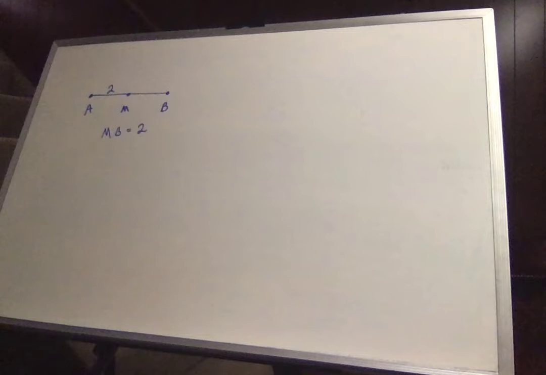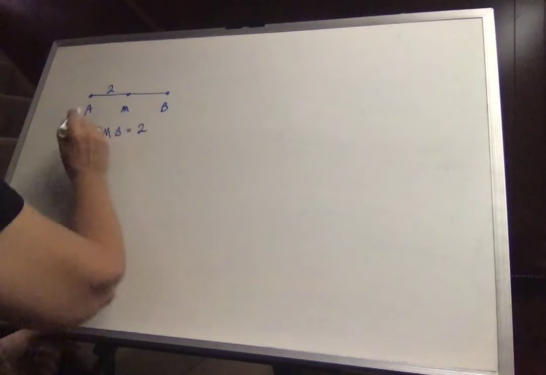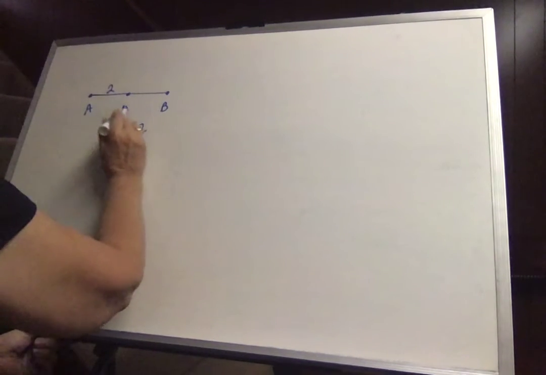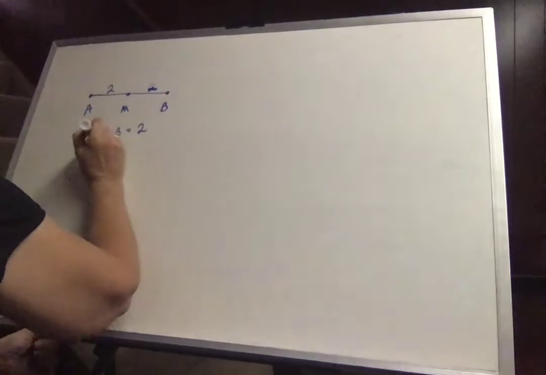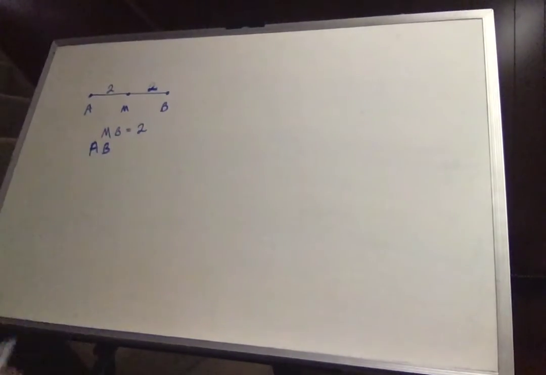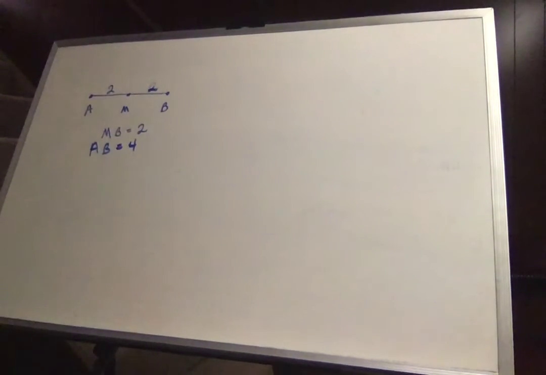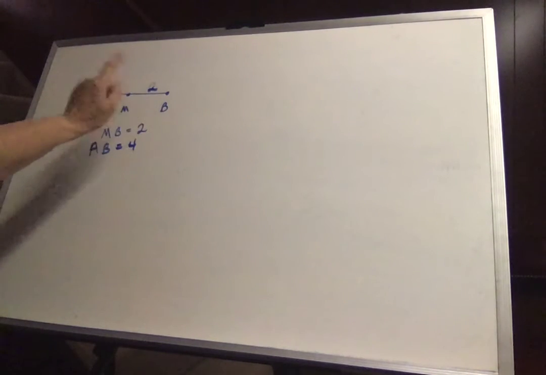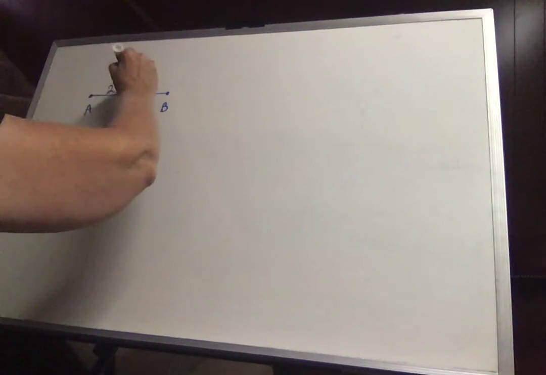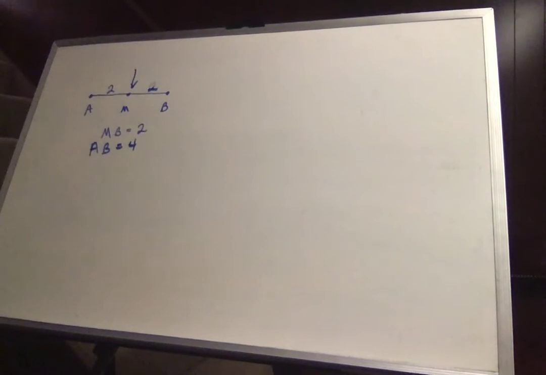The part plus part equals whole: if you know that A to M is 2 and M to B is 2, then how long is A to B? 2 plus 2 equals 4. So part equals part, or part plus part equals whole. Now, part equals part only when that point is in the middle.